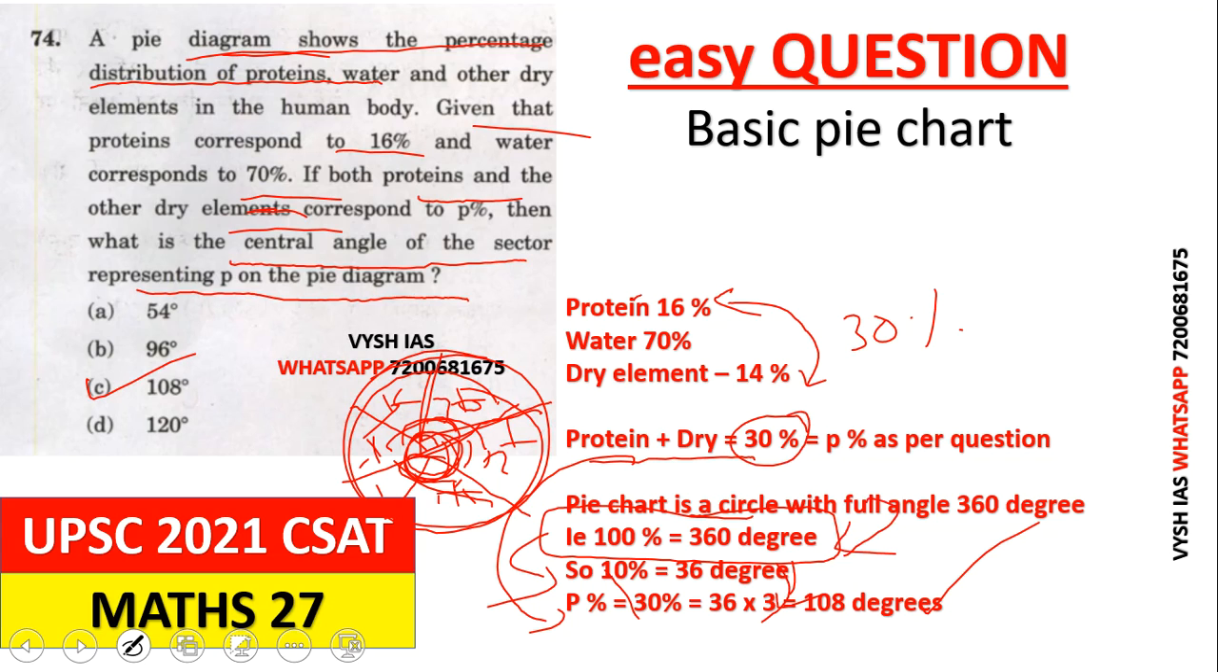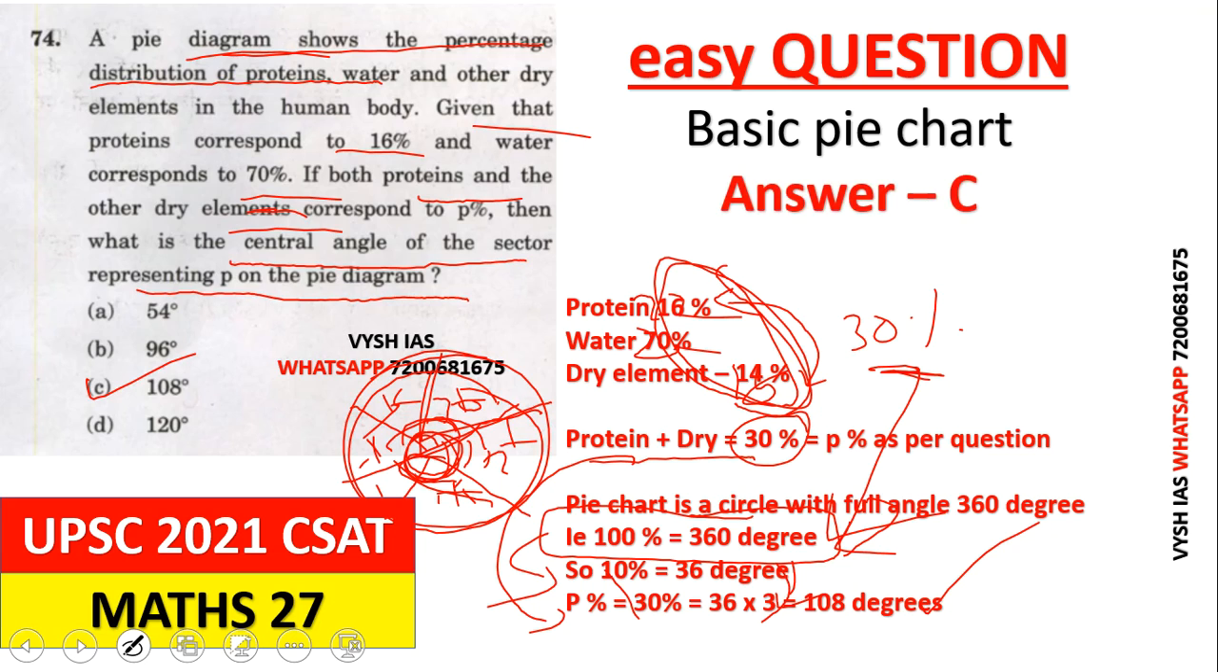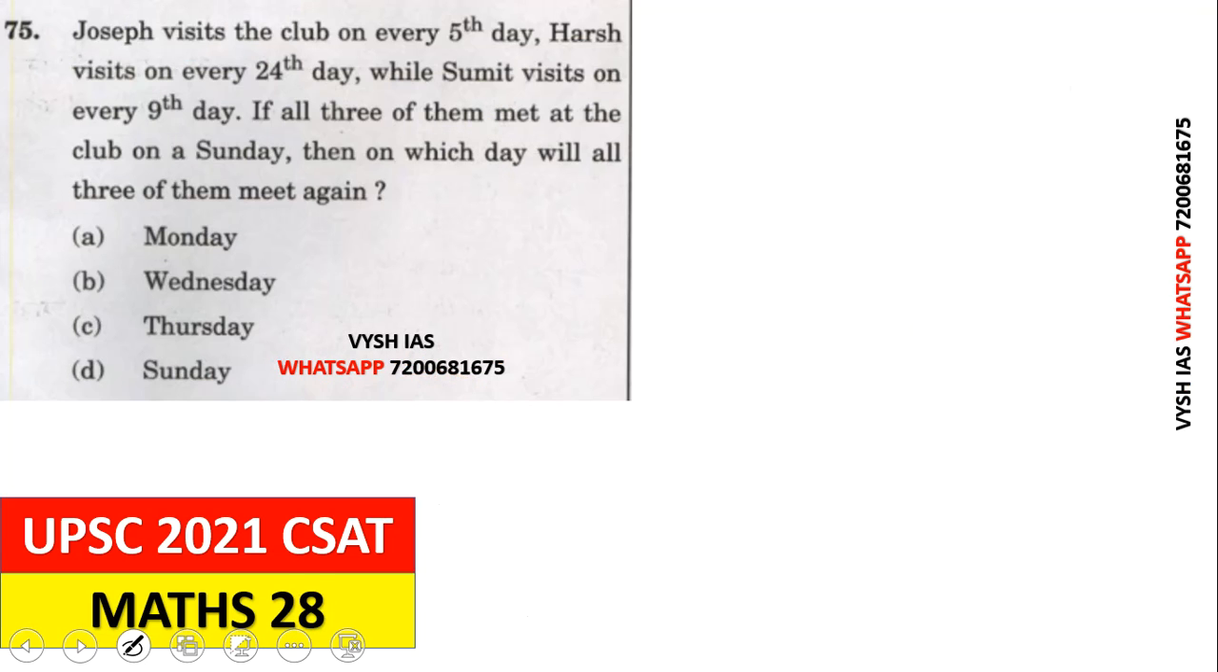Whatever they tell. Instead of 16, tomorrow they give 22. Here they give 48. They give 20, whatever they give, the total percentage will be 100 anyway. From that, whatever they ask, equate it with the 360-degree angle and then get to your answer. Okay, answer C. Now this again is a question of LCM, the basic lowest common multiple, which you study in the lower classes of school.